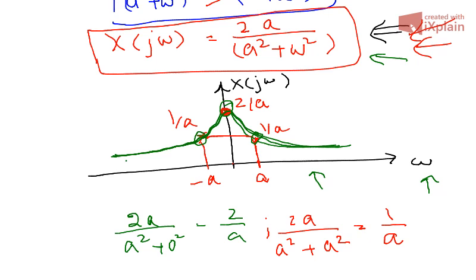Just select other points, for example 2a, so you can also define the value for 2a. Similarly, in terms of a, you can have any other values, minus 2a. You can find these values immediately, right? So this is how you can plot the Fourier transform of x of t.